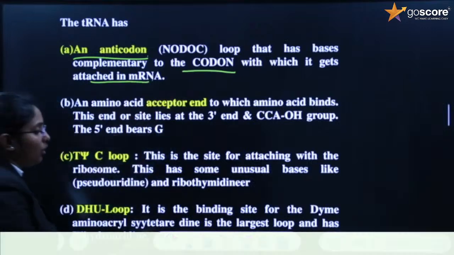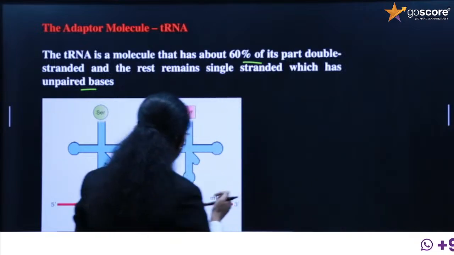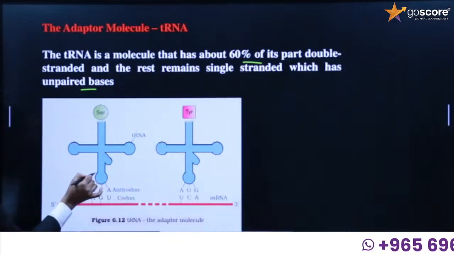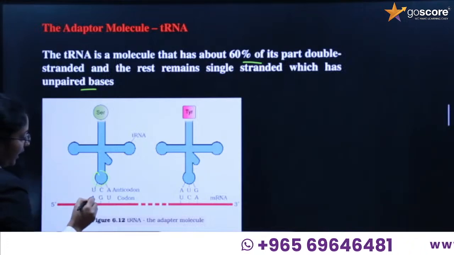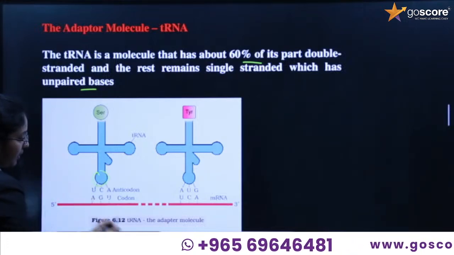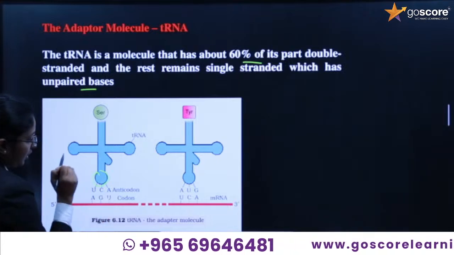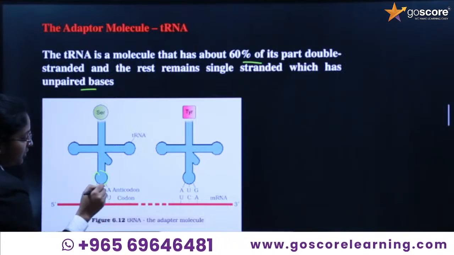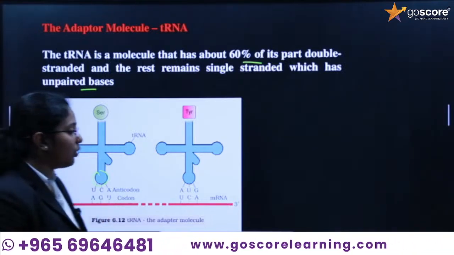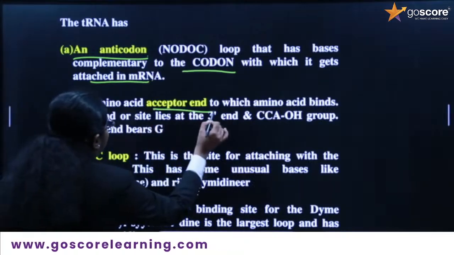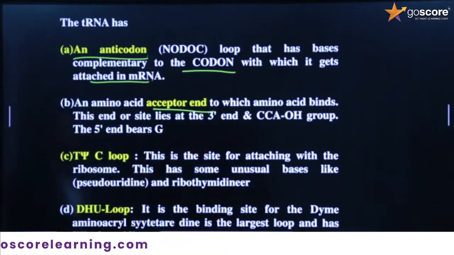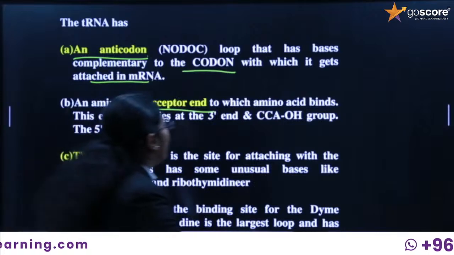Okay, so if there is a codon, see, this is the anticodon site. Where AGU is the codon in mRNA. If AGU is the codon, then the anticodon should be UCA. Okay, anticodon should be UCA. So what is the next structure? Then the amino acid acceptor end will be there, and this amino acid acceptor end is at the 3' end.